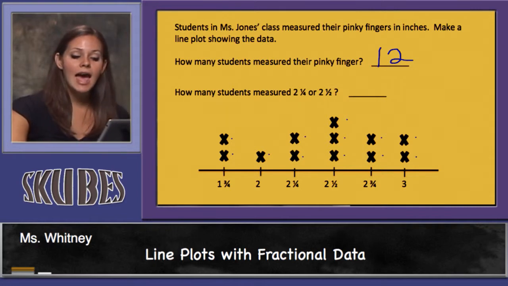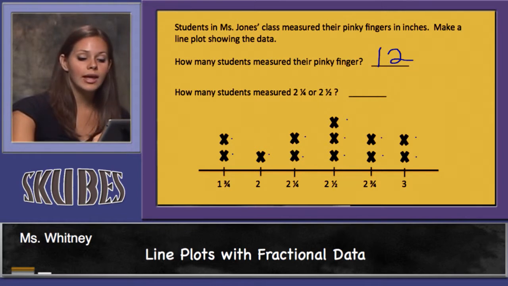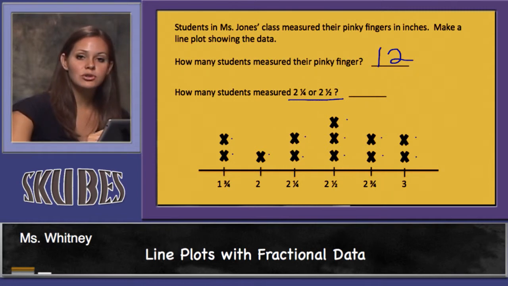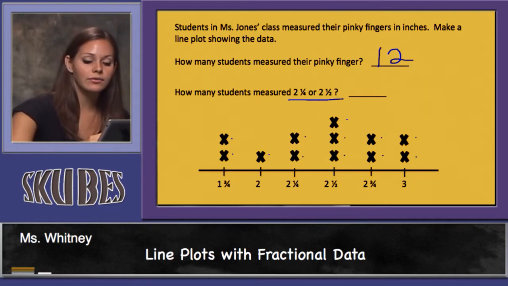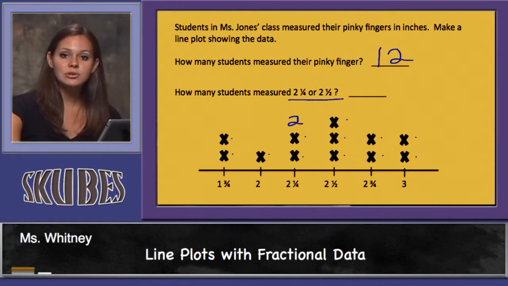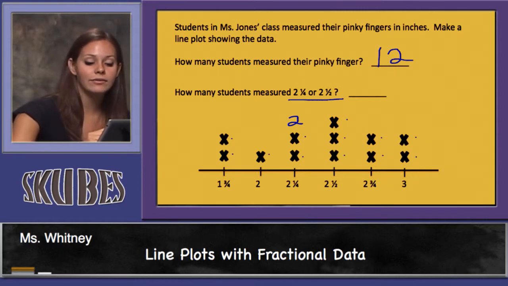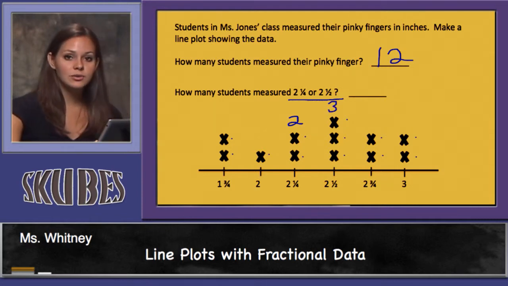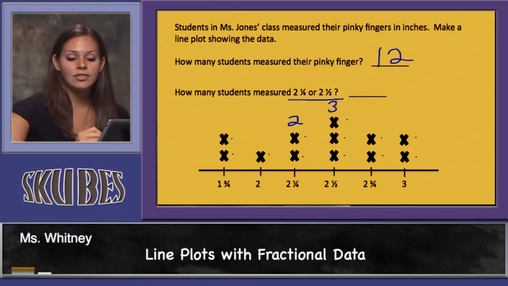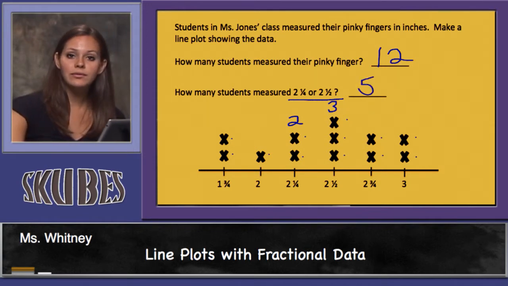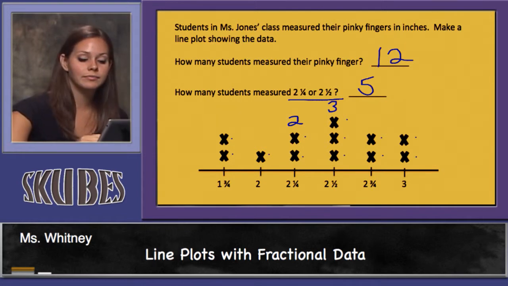The next question says, how many students measured 2 1/4 or 2 1/2? So first let's look at 2 1/4. We can see 2 X's above 2 1/4. That means 2 students had that measure. Now let's look at 2 1/2. We see 3 X's above 2 1/2. So that tells us that 3 students had that measure. Now let's add those together. That's a total of 5 students that measured 2 1/4 or 2 1/2.